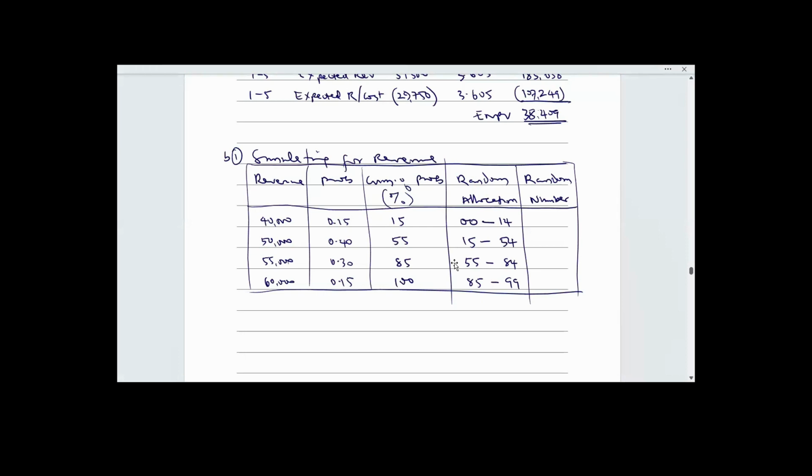Now, when you want to select your random numbers, you want to know where the random number will fall. That means you are going to use the random allocation to determine where to place the random number. According to the question, for set 1, the random number given for revenue is 30. So of all your random allocation, where can you find 30? 30 is somewhere here.